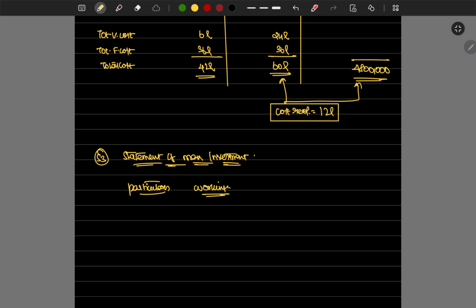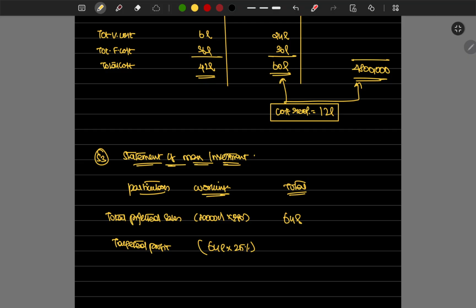Particulars, workings, total. What's the total projected sales? Total projected sales is 80,000 units into rupees 80, which is 64 lakhs. Okay, what's the targeted profit? Into 25 percentage, which is 16 lakh.